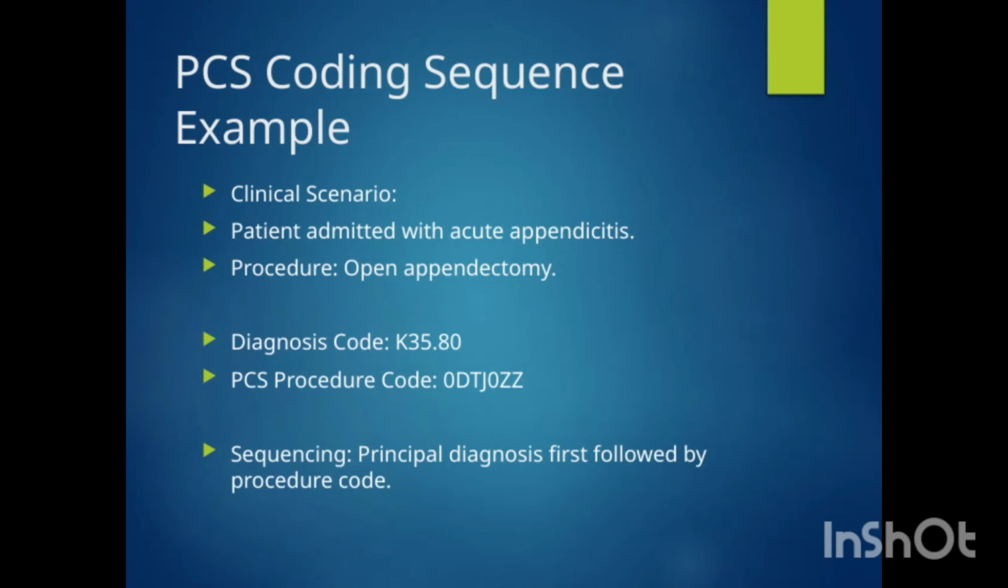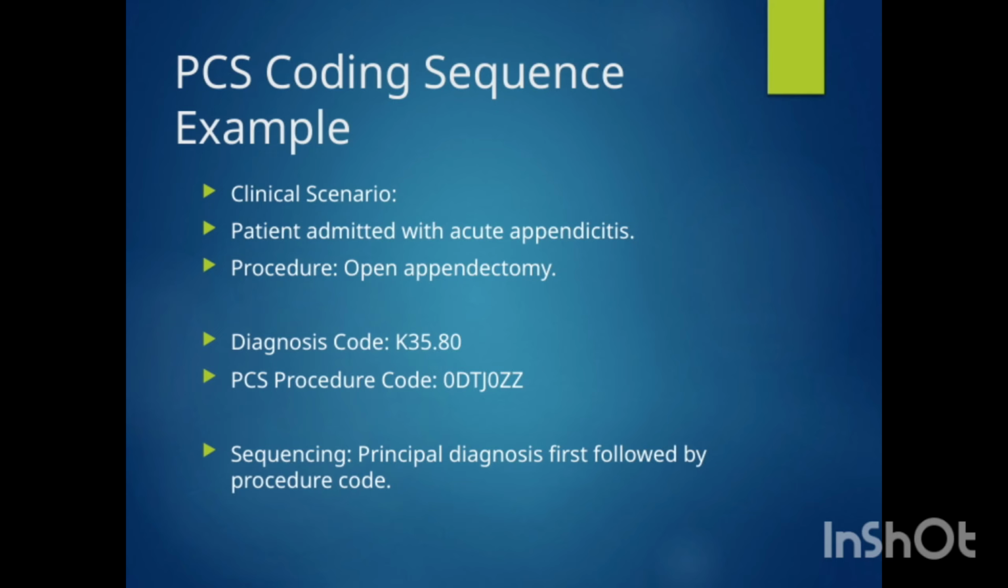Let's look at this clinical scenario. We have a patient admitted with acute appendicitis, which is a common but urgent condition requiring prompt treatment. The procedure performed is an open appendectomy, meaning the surgeon made an incision to remove the inflamed appendix. In terms of coding, the diagnosis is identified with the code K35.80, which specifically indicates acute appendicitis without perforation or abscess. The procedure performed is coded as 0DTJ0ZZ, representing an open removal of the appendix.